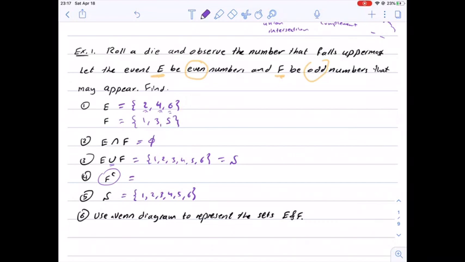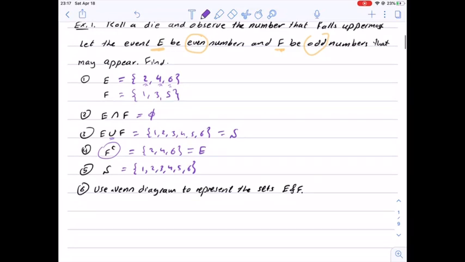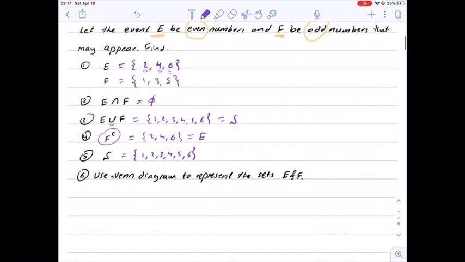Now what is F complement? F complement denotes all elements that do not belong to F but belong to S. So what are the elements from S that do not belong to F? F has 1, 3, 5, so the complement of that is 2, 4, 6, and that's actually the set E.